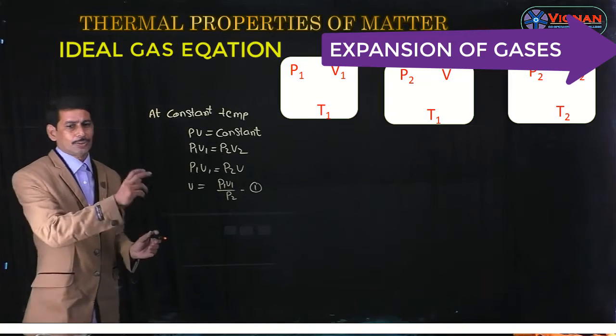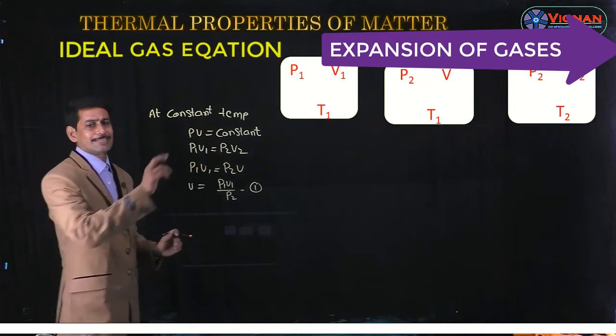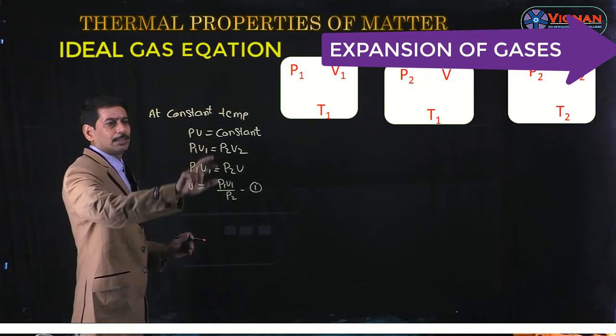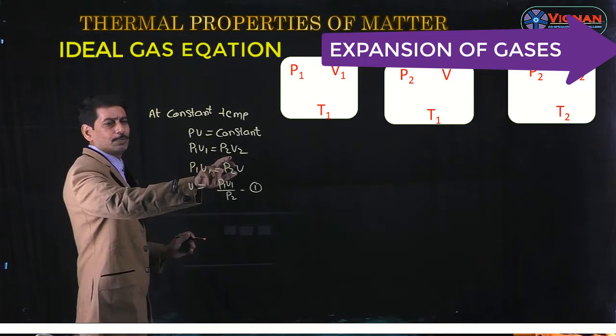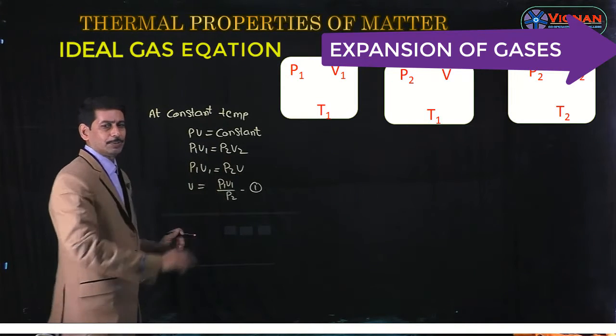So in the first two cases we are applying Boyle's law. At constant temperature the pressure is inversely proportional to volume, or in other words PV is equal to constant, or P1 V1 is equal to P2 V2. By applying this law we get the volume as V is equal to P1 V1 by P2.